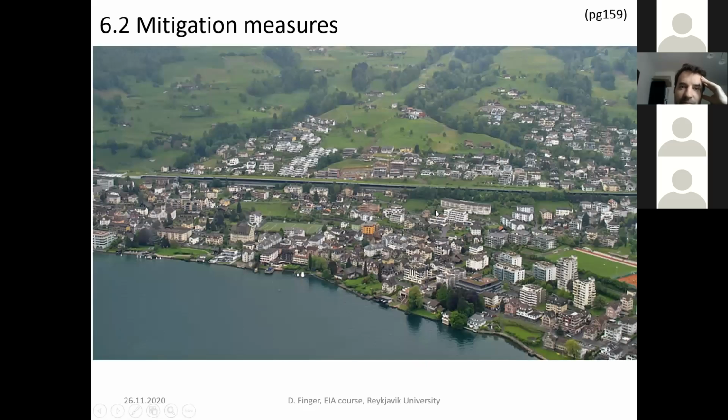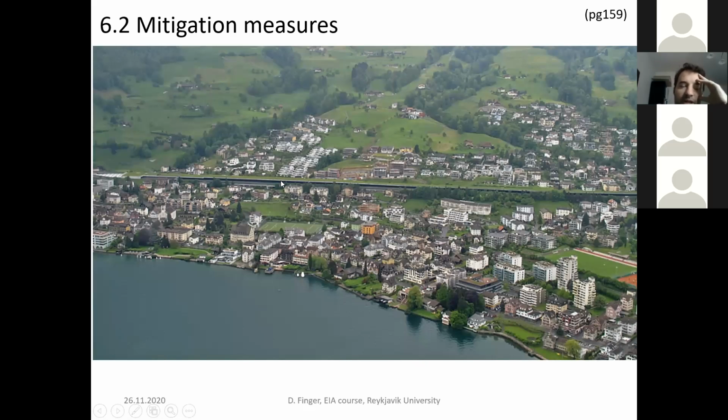Here's an example of a mitigation measurement. So, anyone recognize this town? This is a small town in Switzerland, close to the city of Lucerne. As you can see here, there's a line in the middle of the town, and this was a highway that was constructed in the middle of the town. When the first plans came up with this highway, the citizens were concerned that this highway is going to completely destroy our village because it will cut our village in two parts.